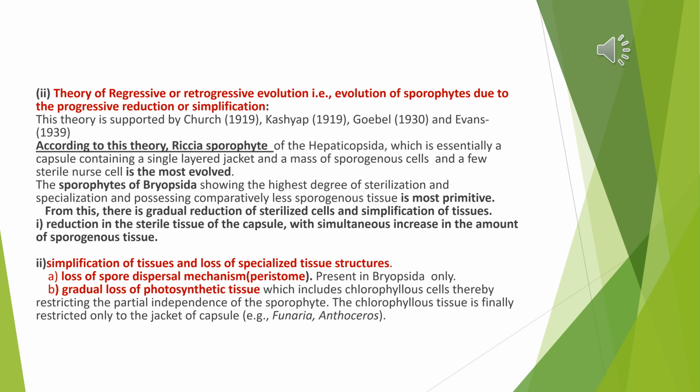It encompasses: 1. Reduction in the sterile tissues of the capsule with simultaneous increase in the amount of sporogenous tissues. 2. Simplification of tissues and loss of specialized tissue structures. Loss of specialized tissue structures includes: 1. Loss of spore dispersal mechanism, the peristome, present in Bryopsida only. 2. Gradual loss of photosynthetic tissue, which includes chlorophyllous cells, thereby restricting the partial independence of the sporophyte.